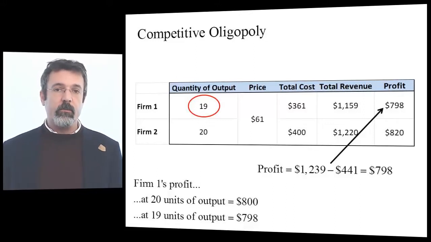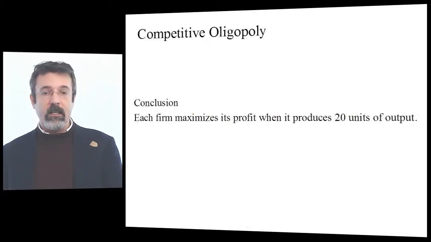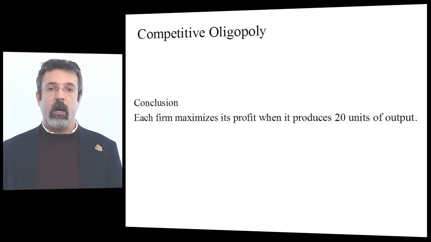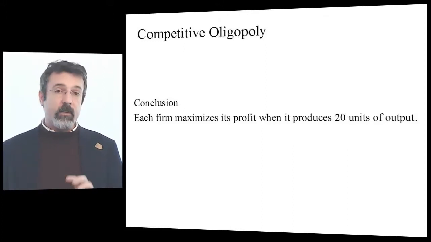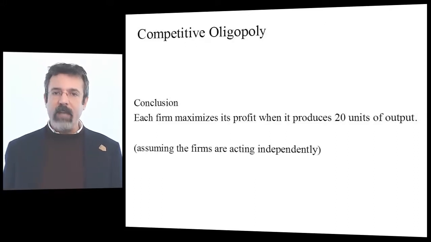And because the two firms are identical, the same is true for firm 2. Firm 2's profit is maximum when it produces 20 units. Any more or any less, and firm 2's profit declines. Now this assumes that the two firms are acting independently. Suppose the two firms could act together.